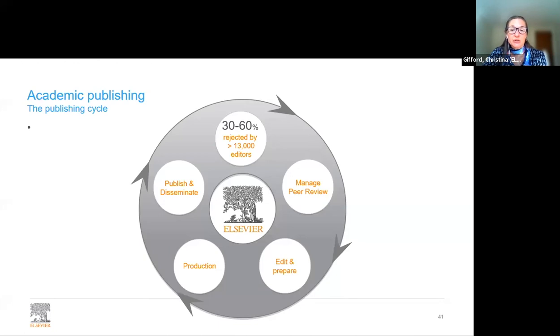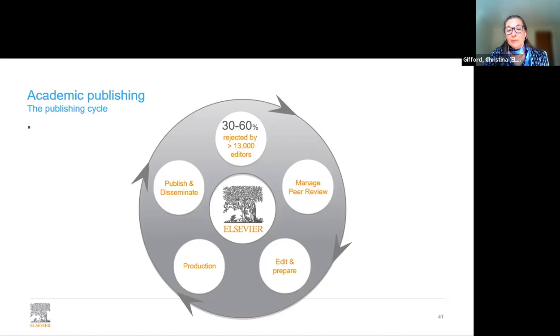Depending on the journal, on average 30 to 60% are rejected directly by one of the 13,000 editors we work with. When I say rejected directly, that means as soon as they're submitted. We call that a desk rejection. Many times those articles aren't necessarily rejected on quality; they don't go through peer review, and many times those rejections are a result of being out of scope, not of the quality level expected from that particular journal.